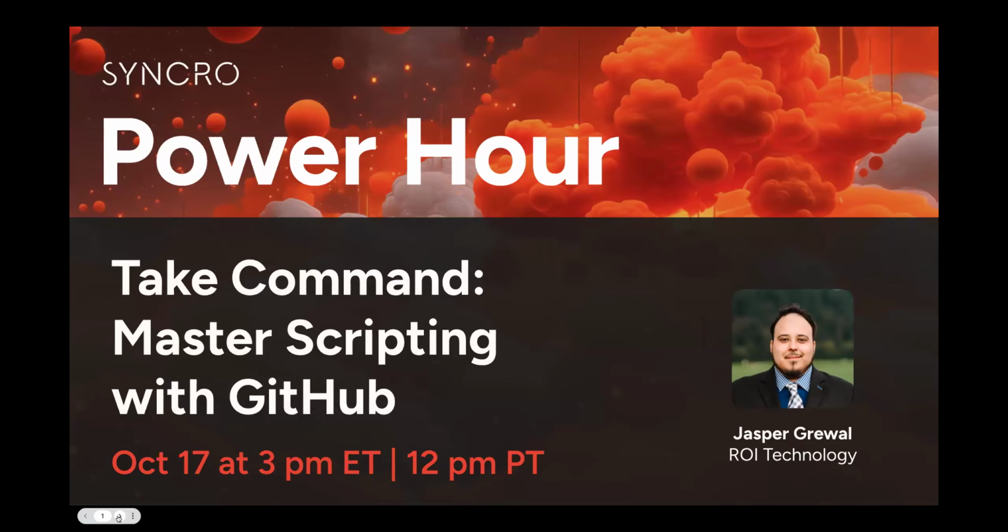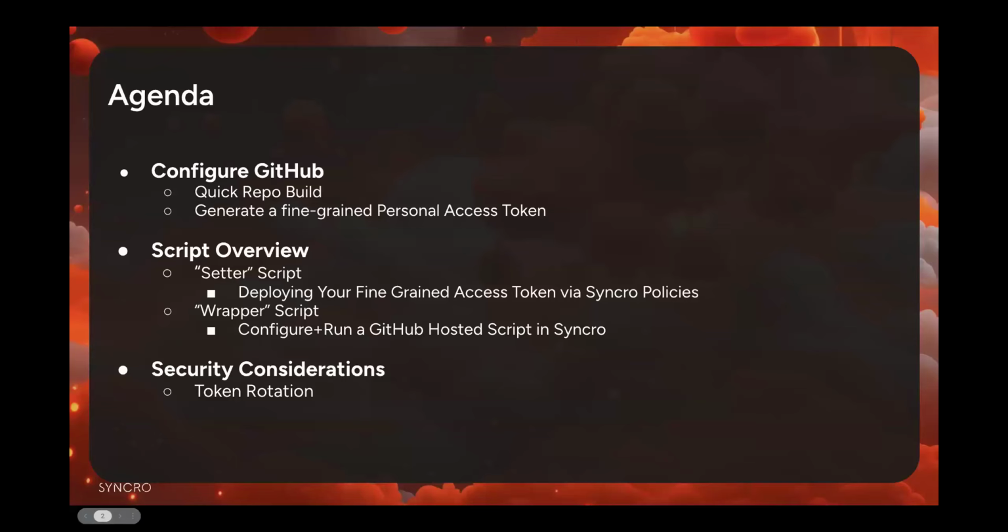Awesome. Thanks, Dee. Really excited to show everyone what we've built. Just a really quick agenda. If you've never set up a GitHub repo before, I'll show you what the repo build process looks like. We'll talk about fine-grained personal access tokens, and we'll generate one. There are two components to the integration that we built: a setter script and a wrapper script. We'll talk about the security implications of both and how to use them. Then I'll take a script and build it in GitHub, import it into Syncro, and use the wrapper and the setter and how they work together. And at the end, we'll talk about some security considerations.